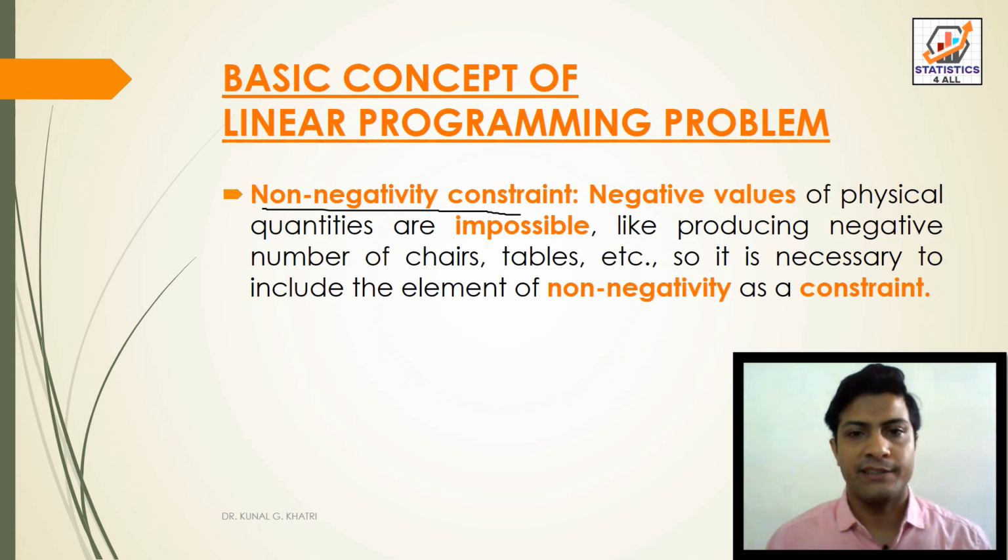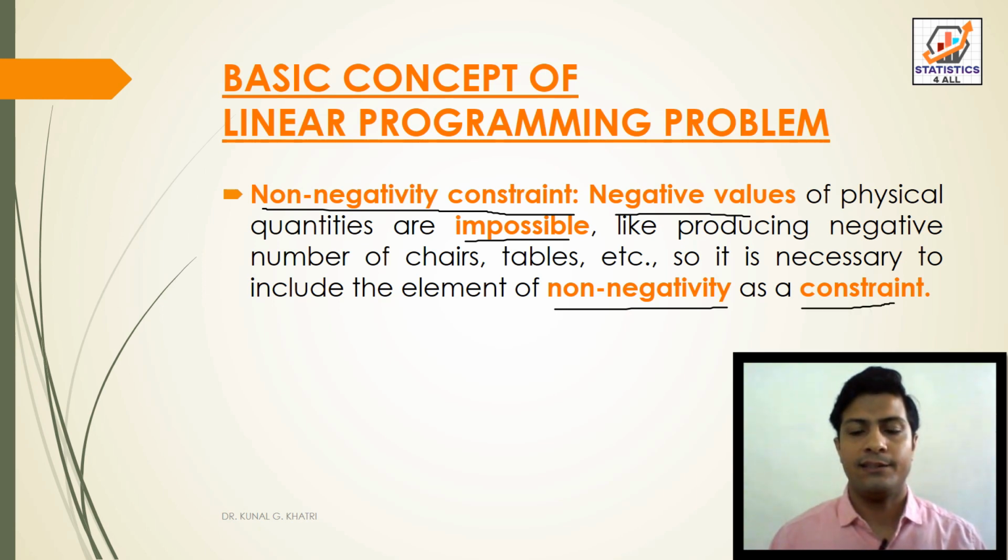Non-negativity constraint. Negative values of physical quantities are impossible, like producing a negative number of chairs, tables, etc. So it is necessary to include the element of non-negativity as a constraint.